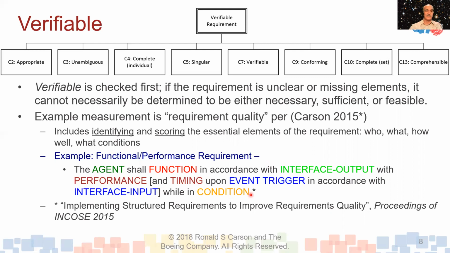And there's a larger statement of conditions, so we know when this thing has to be done in general, like environments or states. And each of these characteristics can be evaluated with a how well quality to get us to somewhere in our 0 to 4 score. So that's what we mean by verifiability. It conforms to a pattern we've established and has all the essential elements with adequate characteristics.